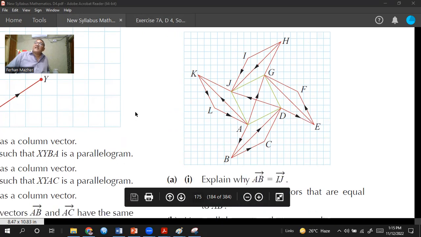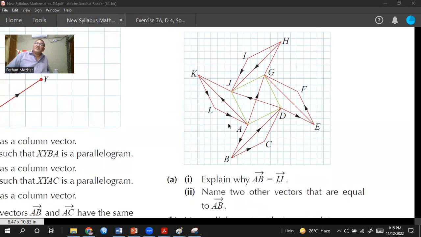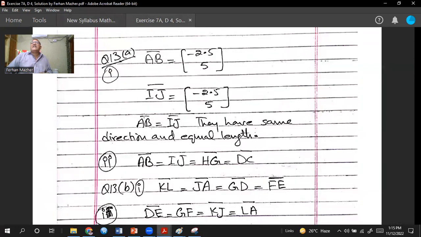If you will find the column vector of AB, it will be minus 2.5, minus 5. Same is the column vector of IJ. So they are equal in length and equal in magnitude, because the column vector of AB and the column vector of IJ are exactly the same. So the AB vector is equal to the IJ vector.